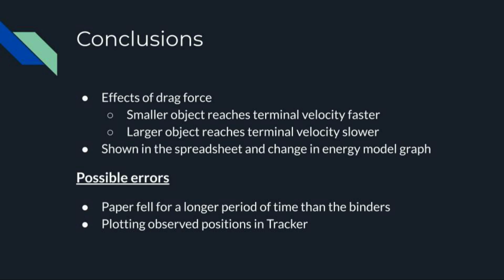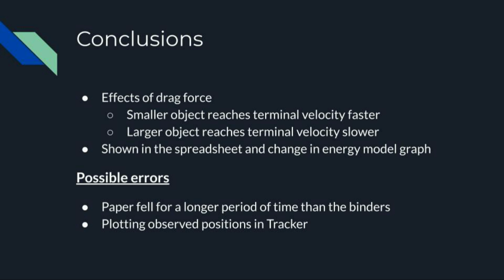In conclusion, the data from this lab shows that drag force causes an object with a smaller mass to reach terminal velocity faster than an object with a larger mass, which was represented by both the plotted graphs in the spreadsheet and the modeled change in energy graphs.